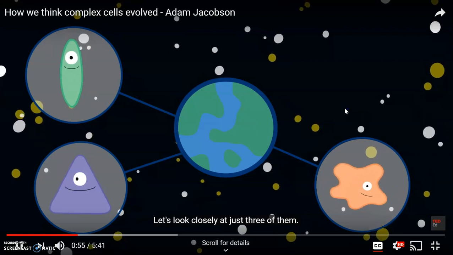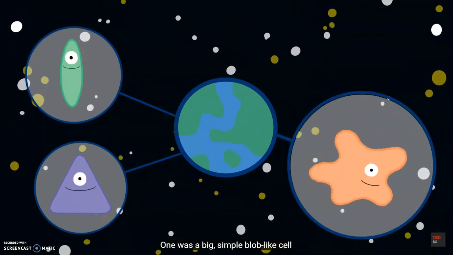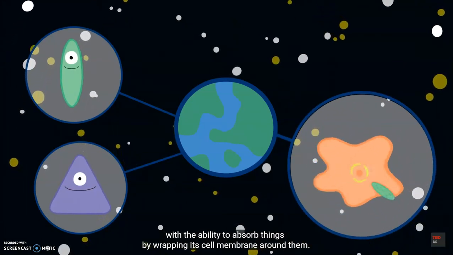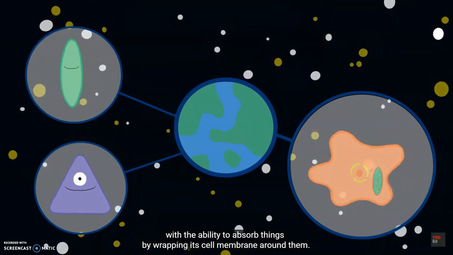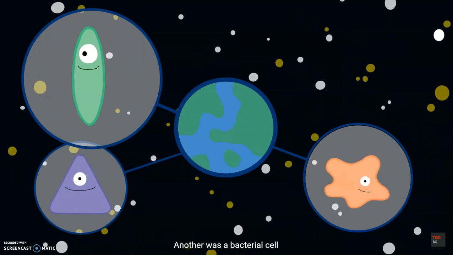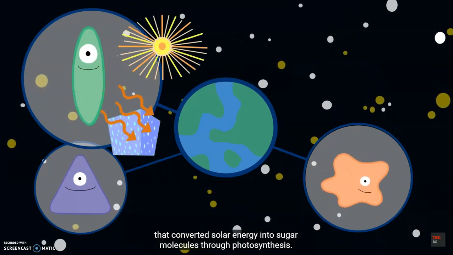Let's look closely at just 3 of them. One was a big, simple, blob-like cell, with the ability to absorb things by wrapping its cell membrane around them. Another was a bacterial cell that converted solar energy into sugar molecules through photosynthesis.